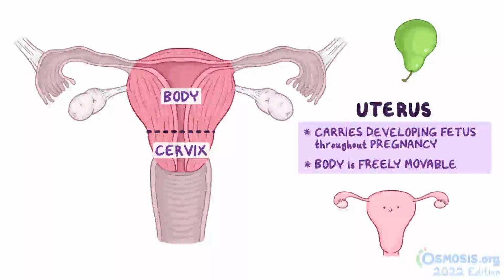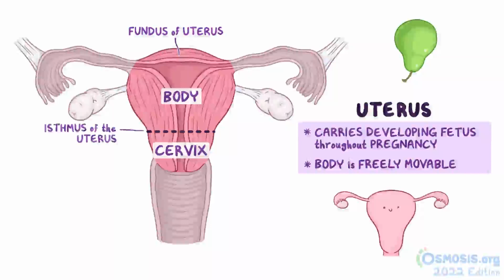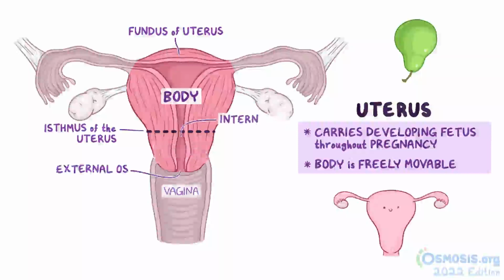The superior, rounded part of the body that lies above the uterine openings of the uterine tubes is called the fundus of the uterus. The inferior part of the body forms a constricted segment called the isthmus of the uterus, which is where the body of the uterus is continuous with the cervix. The cervix is a narrow cylinder that forms the lower third of the uterus and has two openings. The first is called the external os that opens into the vagina, and the second is the internal os, which opens into the uterine cavity.